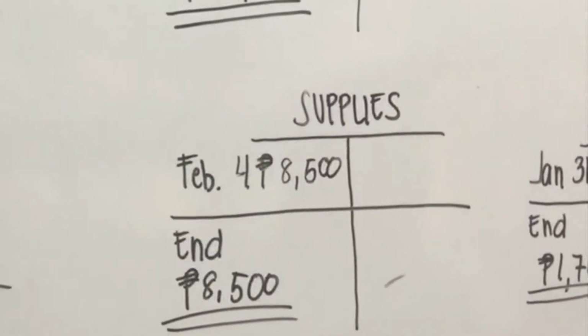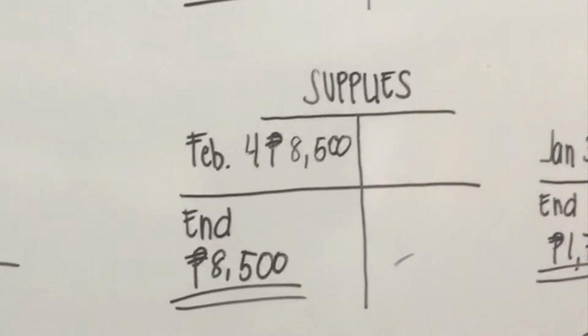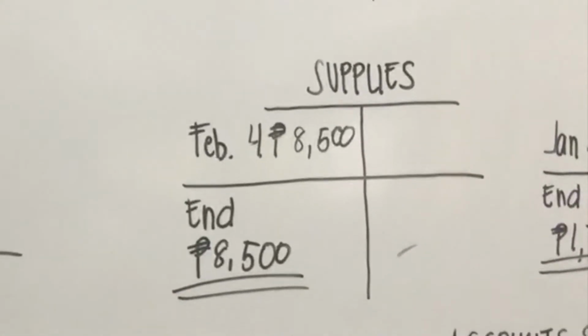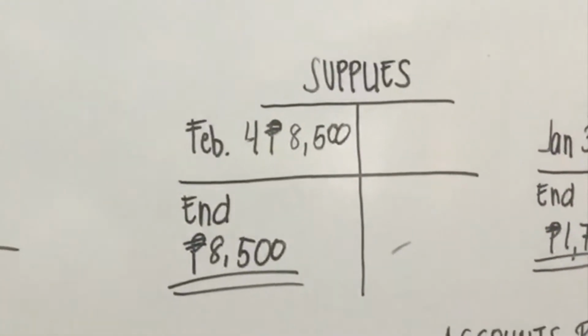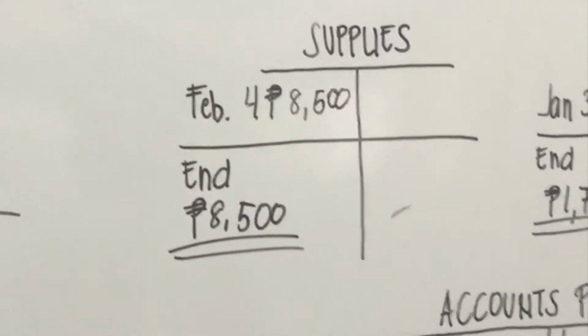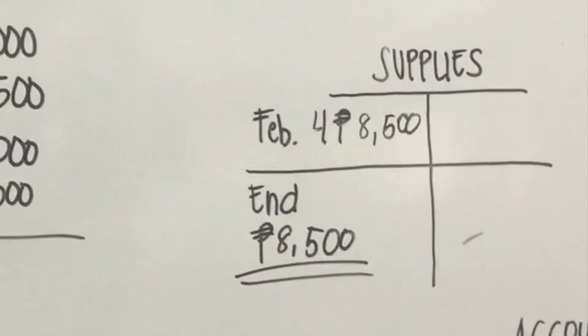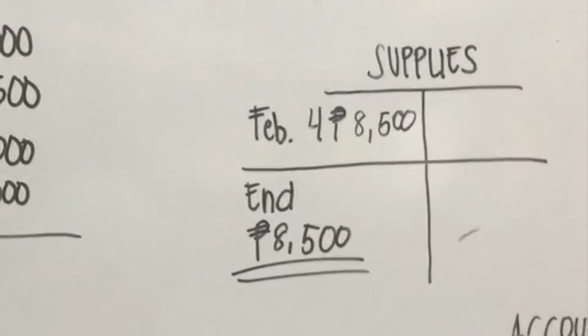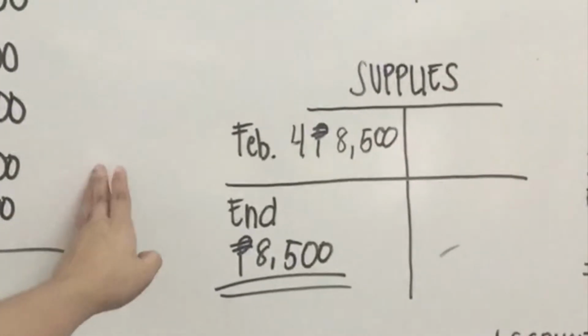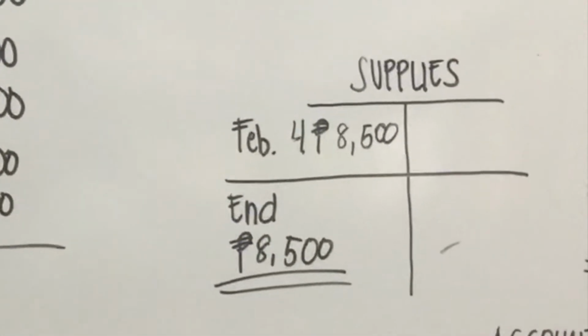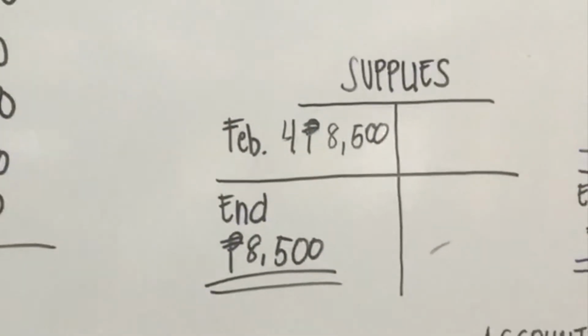So in supplies, the normal balance is debit. So you're going to subtract the normal balance with the opposite balance. So debit minus credit. Since there is nothing on the credit side, it would mean that it is zero. So 8,500 pesos minus zero is 8,500 pesos.